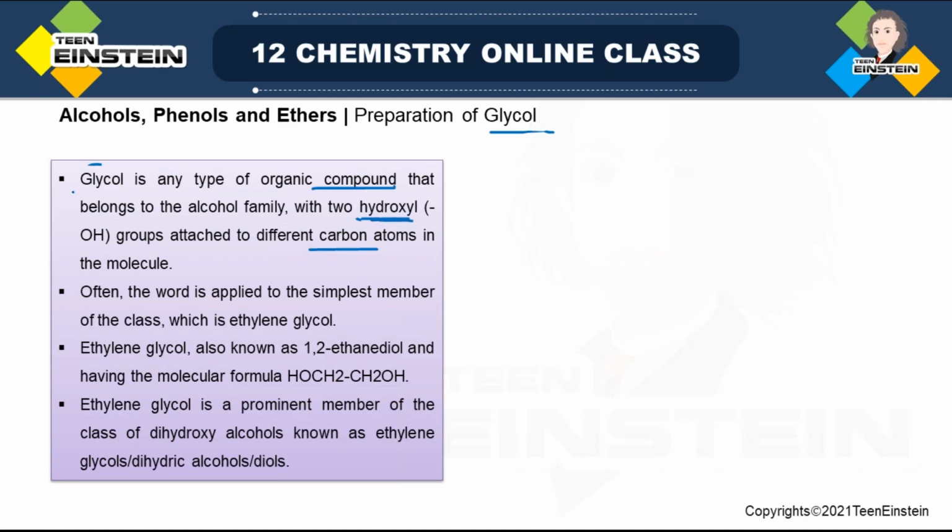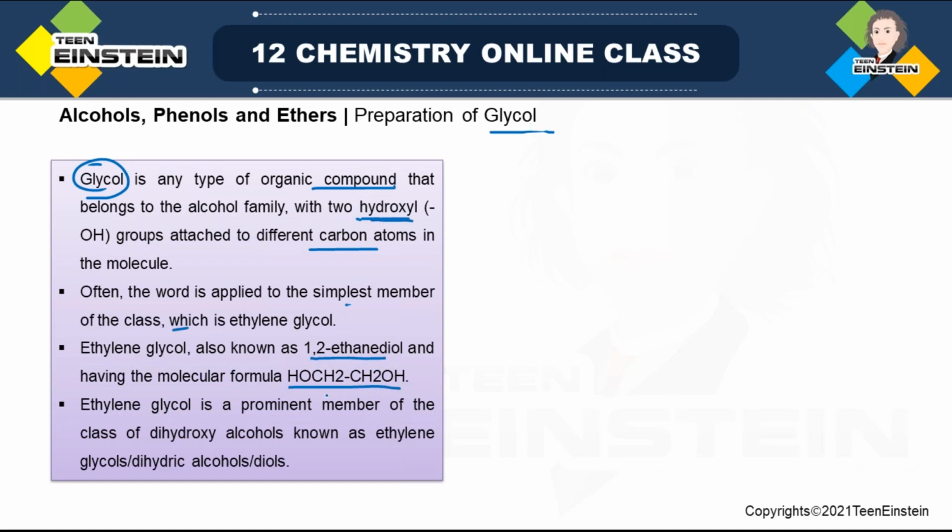Now, glycol is the general term for this type of molecule. But as the simplest molecule is this one, that is CH2OH, CH2OH, this name is also used for the first member of this type of molecule. So you can call it ethylene glycol or simply glycol. It is the simplest member of this class. You can also call it 1,2-ethane diol, and that is according to IUPAC.